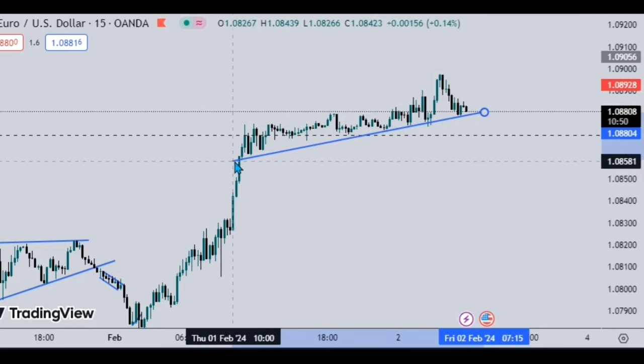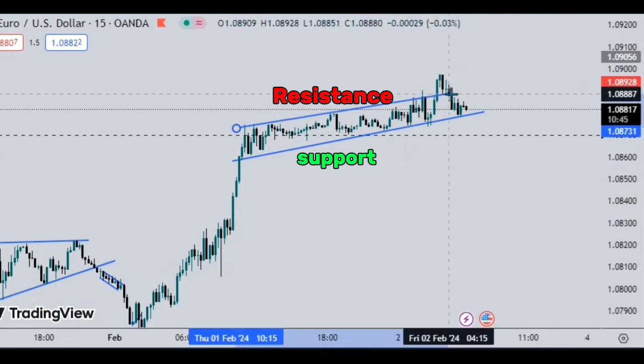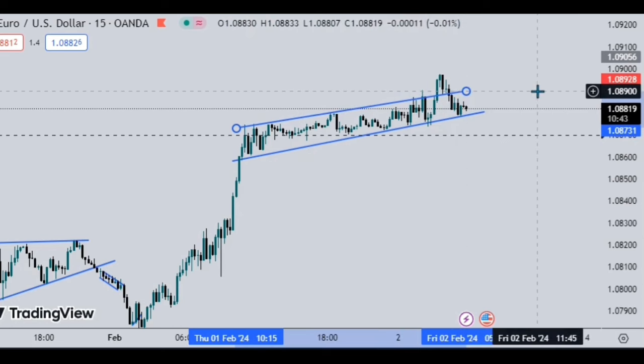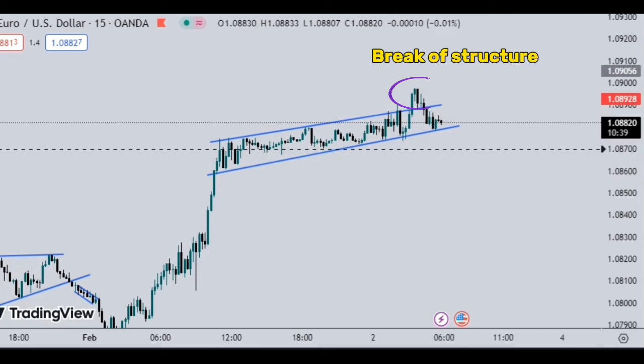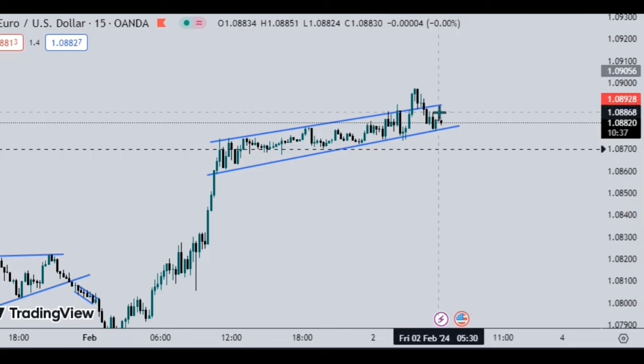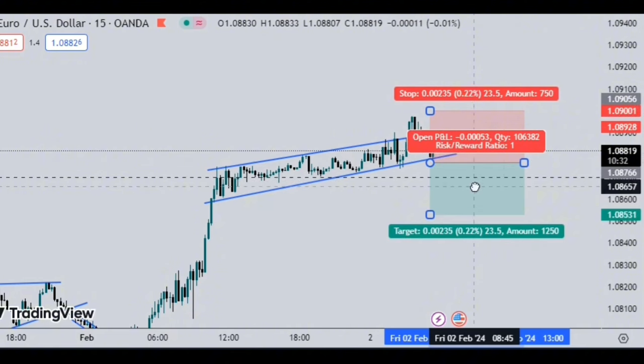So take a look at this chart, see the support area, and here is the resistance area. So you can see we have a break of structure right here. The market formed a fake trend break and retest back into the trend.